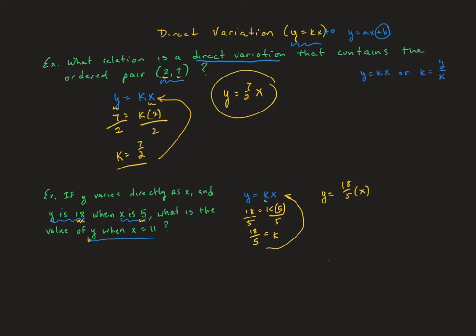Well, they want you to know what y is when x is equal to 11. So I just plug these values back in here, and y is equal to 18 over 5 times 11. And we could multiply that out, but we'll just leave it as that. Y is equal to that, because it asks what is the value of y. There you have it. Y is 18 over 5 times 11. And that is working with direct variation.